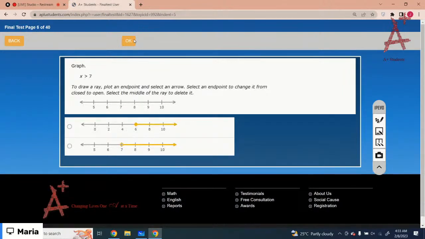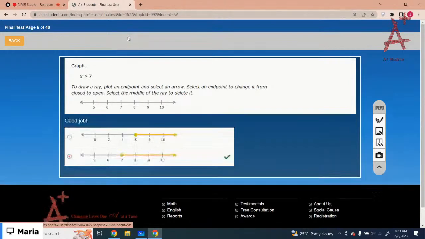Okay, the next one is graph x is greater than 7. So which option is the correct one? Option 1 or option 2? X is greater than 7. That means x cannot be 7, just all the numbers greater than 7. So you must have an open circle at 7 and also all the values are greater than 7. So the graph must be pointing at the right hand side. So which is the correct option? That would be the second one. Got it? You have an open circle at 7 and it is pointing at the right hand side.